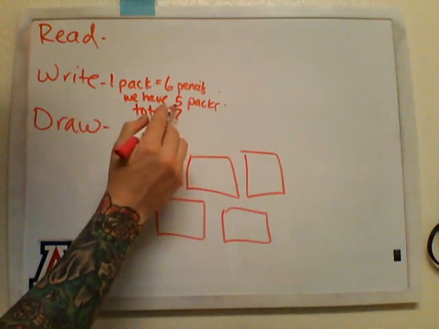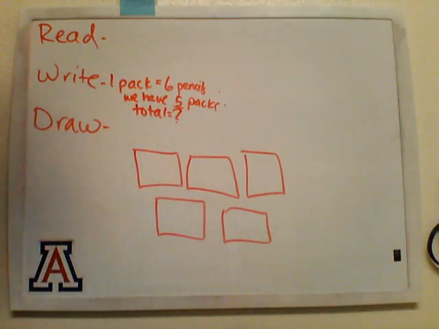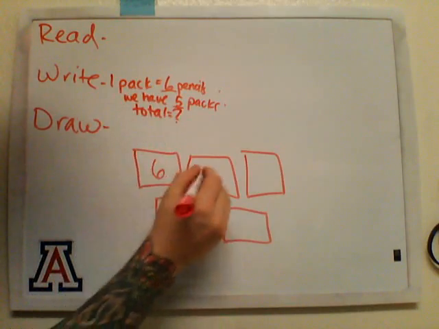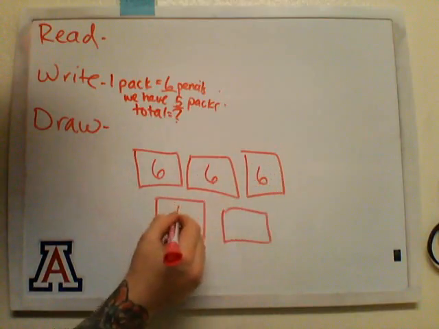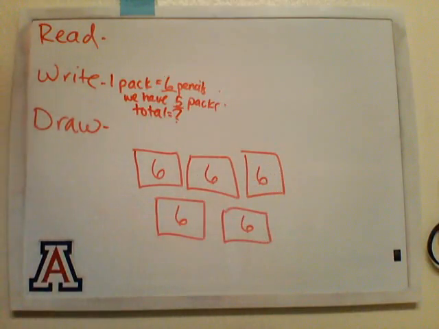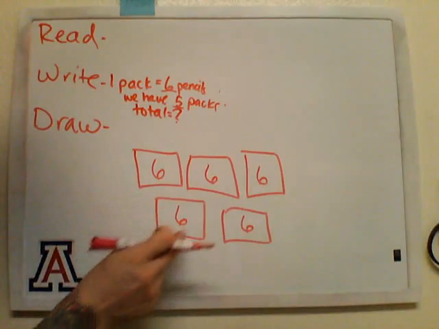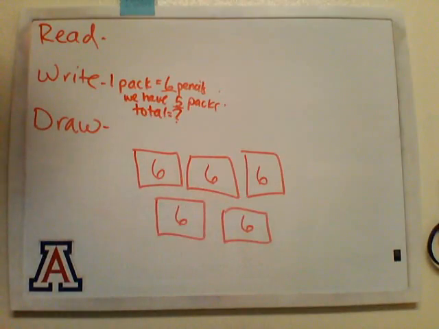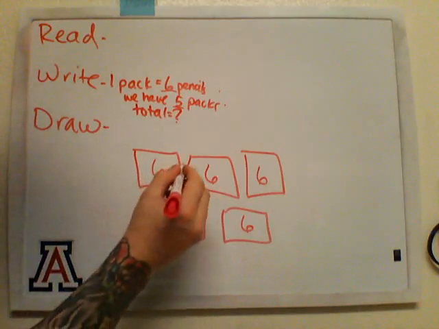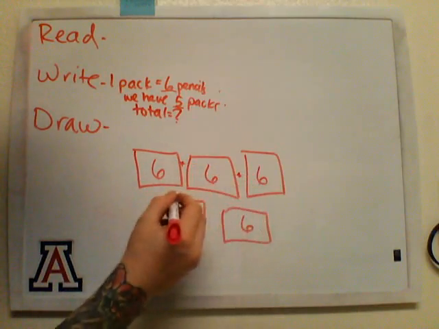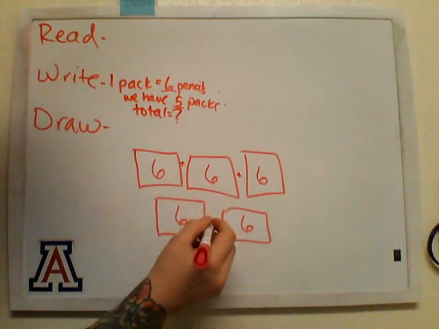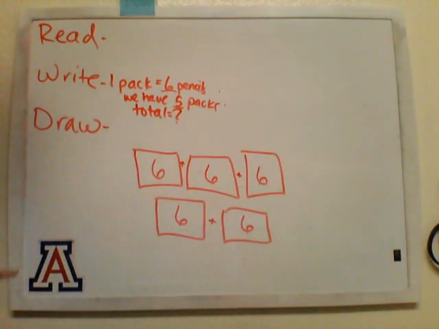Okay, so we've drawn our 5 packs. We now know that there are 6 pencils in each pack. So within each pack we have 6 pencils. We can now use this tape diagram to form our multiplication equation. Since we know in order to get our answer we need to add 6 plus 6 plus 6 plus 6 plus 6. Repeated addition is the same as multiplication.